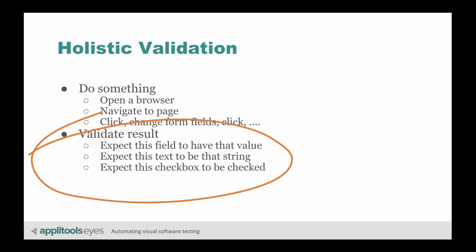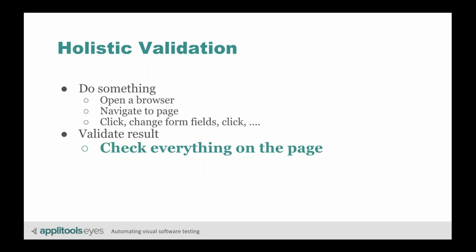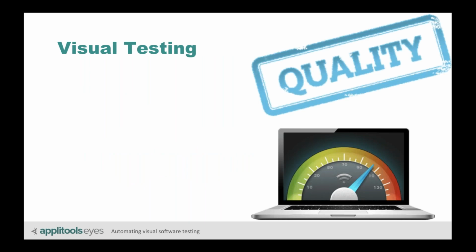But what if we could do something holistic? What if we can check the whole thing in one try? What if we can remove all these expect-this-to-have-that validation checks, and check everything on the page at one time? Can we do that? And the answer is yes. Visual testing enables you to check the whole page. Take a screenshot of the whole page, check the whole page in one validation. So the whole validation goes through visual testing. You do your functional tests as you would have. You won't change them. You don't have to add a visual test. You do your functional tests as you would have, but instead of all those expect validations, you just do one single validation of the whole page.